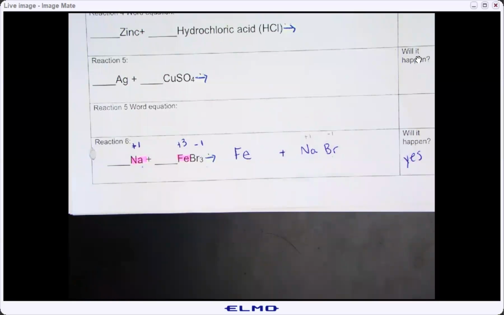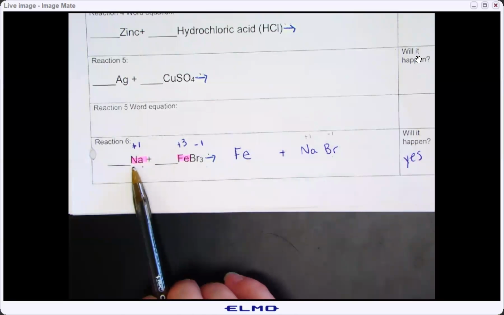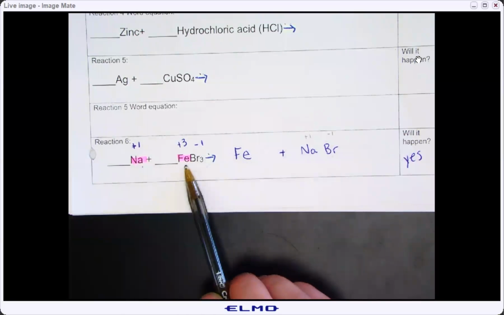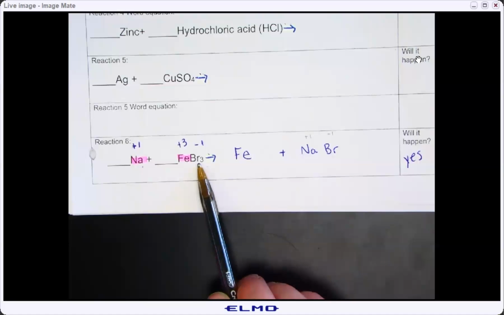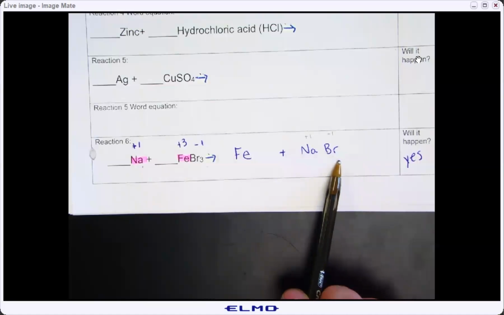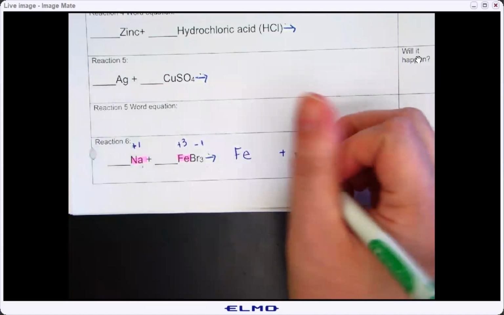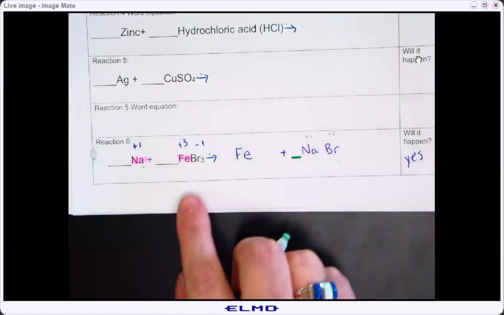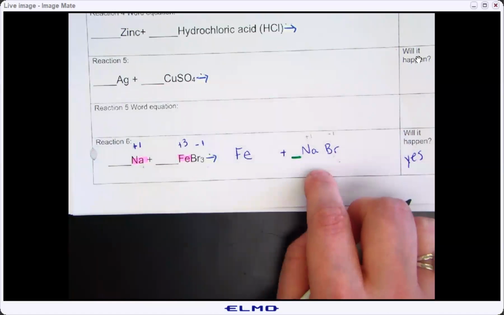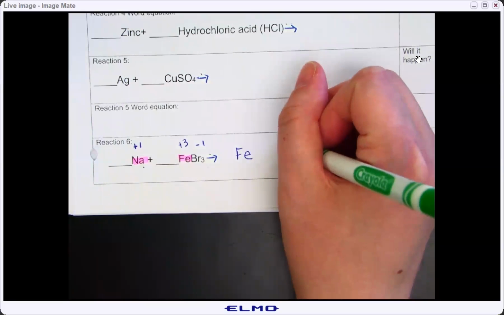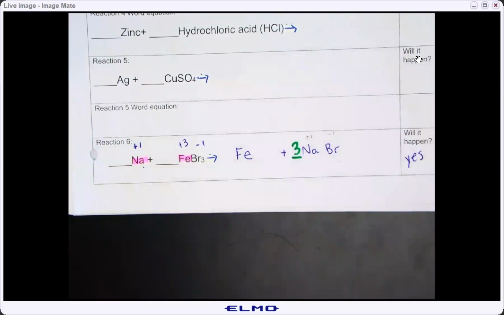This one is not already balanced. We can see we have 1 sodium, 1 iron, 1 iron, 3 bromine, 1 bromine. When we balance, we cannot put subscripts. We have to put big numbers in front, coefficients. So if I know that I have 3 bromine here and I want to get 3 bromine here, I need to put a 3 in front.